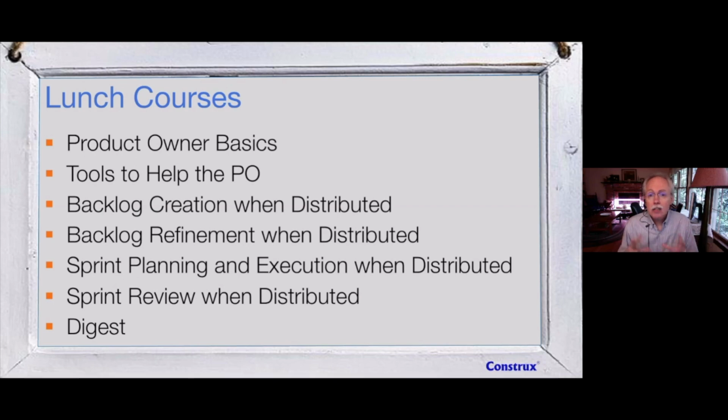And then we'll look at the tools that help the PO. We'll look at traditional tools and we'll see how we can augment those with additional tools, say electronic meeting spaces, that kind of stuff. And then we'll look at the main things that product owners have to do with backlog creation, refinement, planning, execution, and review, all when we're distributed. And in this case, like me here, working from home, right? And then we'll digest it all. I'll give you a digest, a list of key points that we went over. So that's where I think we're going to be going with this.